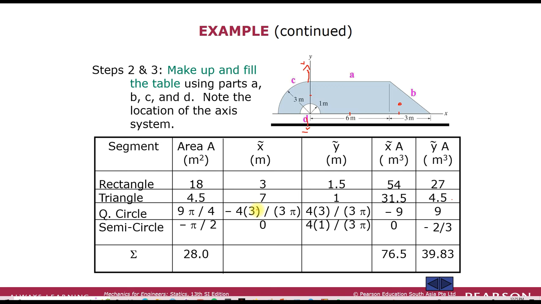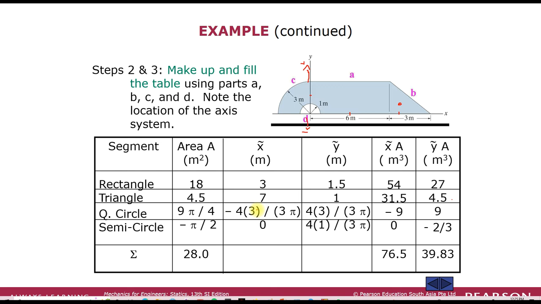So we just summarize the whole area: 18 plus 4.5 plus 9 pi over 4, and then we minus pi over 2, we get the total is 28 square meter. And we find the summation of x A here: plus 54 plus 0, 31.5, minus 9, minus 0, and we get 76.5. And for y A, 27 plus 4.5 plus 9 minus 2 over 3, and we get 39.83.